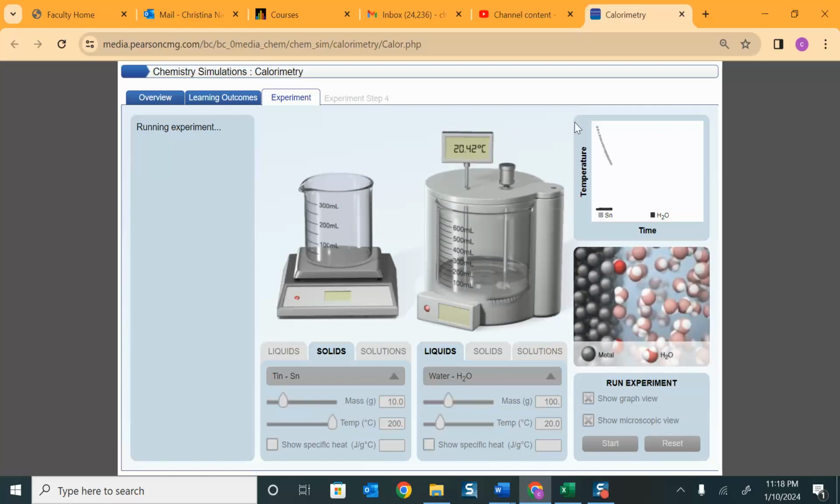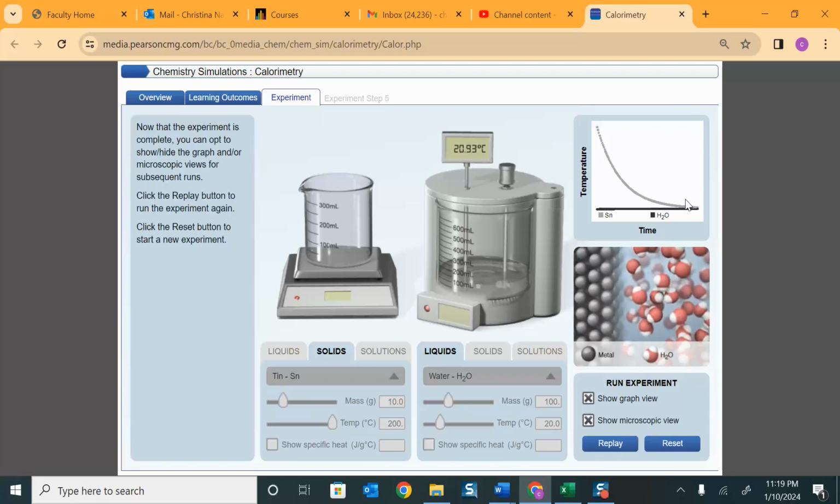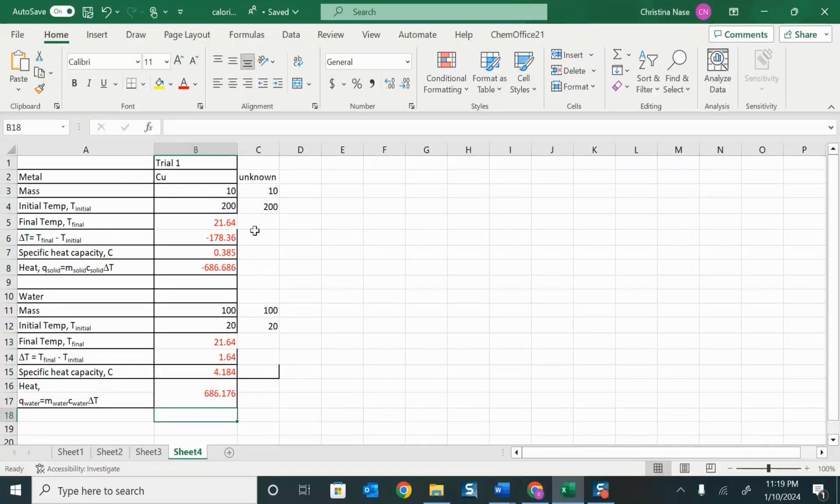And it's going in there. You can see again the metal temperature is going down and the water is going to go up just a little bit. And once they reach the same temperature, once they equilibrate at the same temperature, the temperature is not going to change anymore. So we'll find our final temperature there, 20.93. So we'll record that. Final temperature, 20.93. And also here, 20.93.